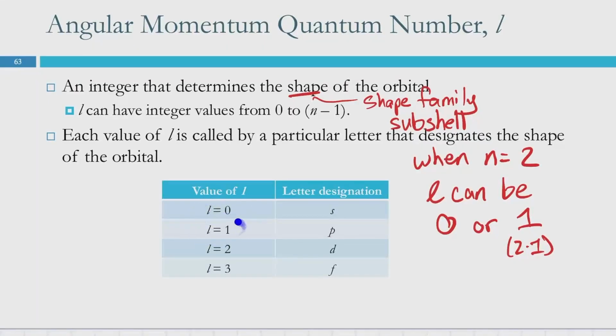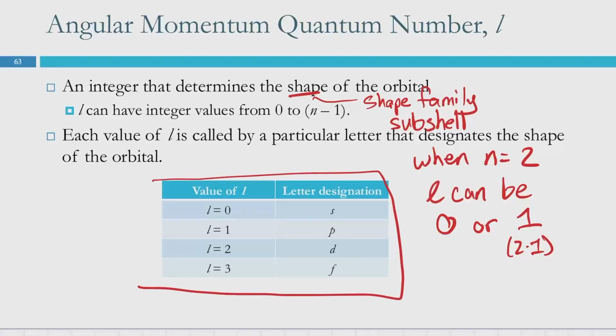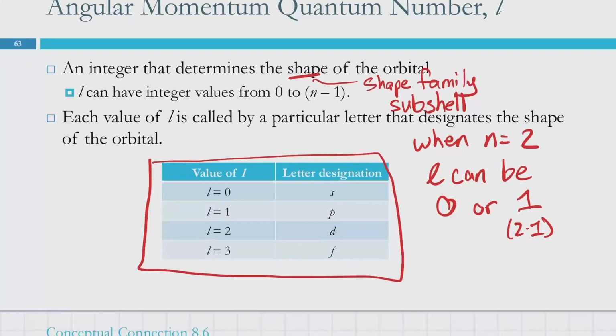So at 0, we can have 1, we can have 2, we can have 3, and these correspond to different letters. You should have learned these letter designations if you took Chem 20. So they're S, P, D, and F. We're also learning that L has numbers associated with each of these. So L equals 0 is our S subshell. L equals 1 is our P subshell. L equals 2 is our D subshell. L equals 3 is our F subshell.